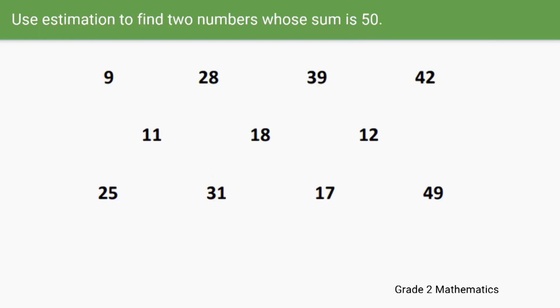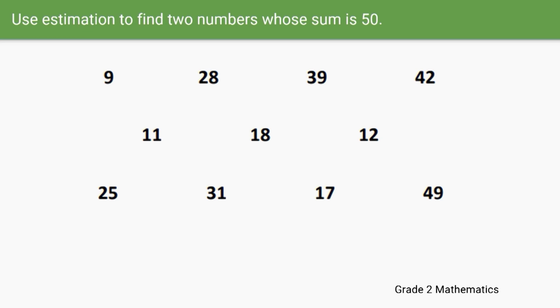Now it's your turn to use friendly or benchmark numbers to estimate the sum of two numbers. The sum is an answer to an addition problem. So let's see if you can add two numbers together that will give you an answer or sum close to 50. It might be helpful to estimate or round the numbers before you add them. Let's try one together.